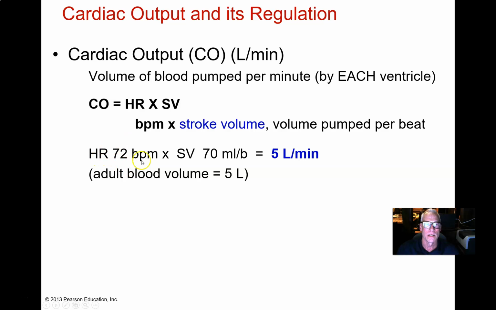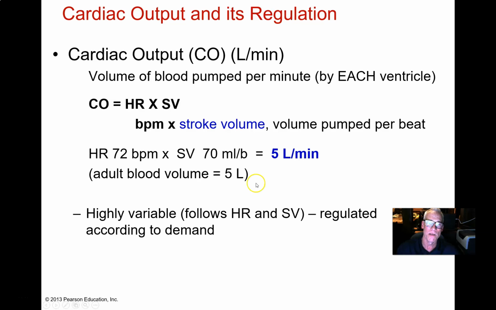So if the heart rate is 72 beats per minute, which is a pretty typical resting heart rate, times 70 mL of blood per beat, just like we saw in the previous example, you multiply this together and you get 5 liters per minute. That's a good value to know by heart. That's the typical resting textbook value for an average person, 5 liters per minute of blood. Incidentally, you have 5 liters of blood, so every bit of your blood is circulating through the cardiovascular system each minute.